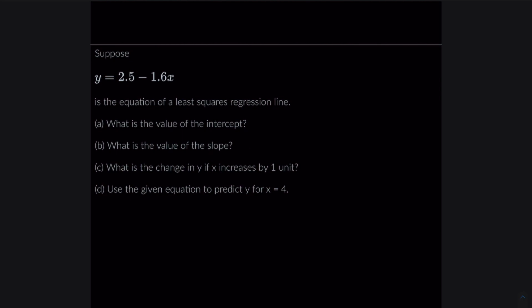Okay, so the first question says, suppose y equals 2.5 minus 1.6x is the equation of a least squares regression line. So this is just asking us what is the value of the intercept. If you remember all the way back in algebra, when you're looking at a graph of a line, you remember the form of y equals mx plus b. And so the m is the slope, and then the b is the y-intercept.